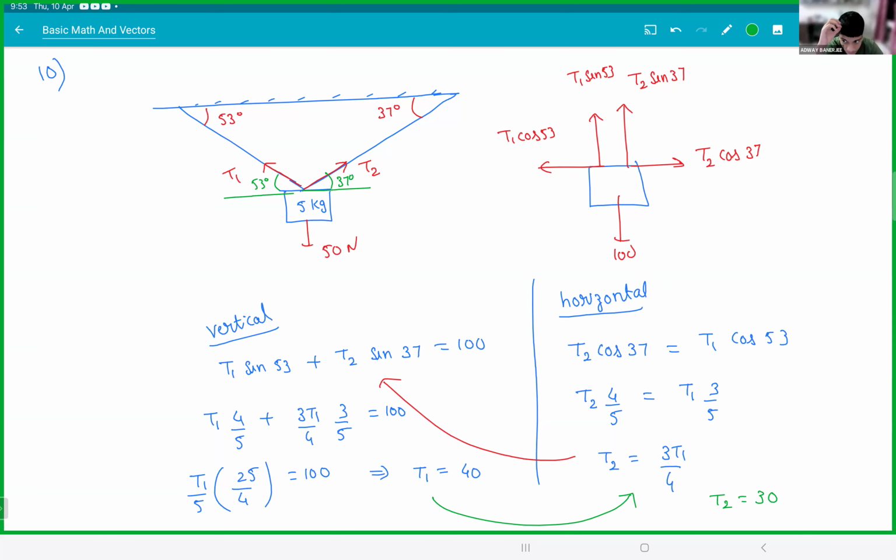Sir, can you explain the whole problem again? I was having a little trouble in the network. There's nothing there. See, this is 37, this is 53. That angles you got. Yes, sir, that I got. So this component is cos 37 of T2, this vertical is T2 sin 37. T1 cos 53, T1 sin 53 vertical.